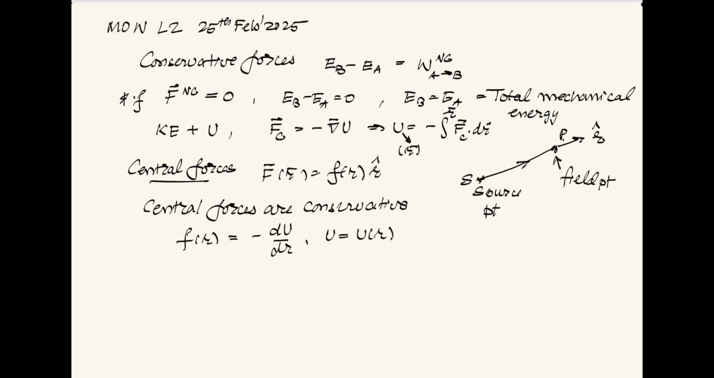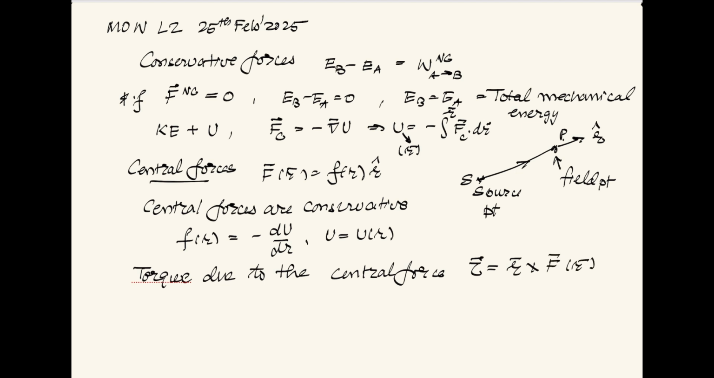There is another property that central forces have. Let's try to find out that property by first trying to calculate the torque due to the central force. So what is the torque due to the central force? That can be given by r vector cross F vector of r vector. So that is equal to r vector cross F of r times r hat. Now since r vector and r hat point in the same direction, this should be equal to 0.